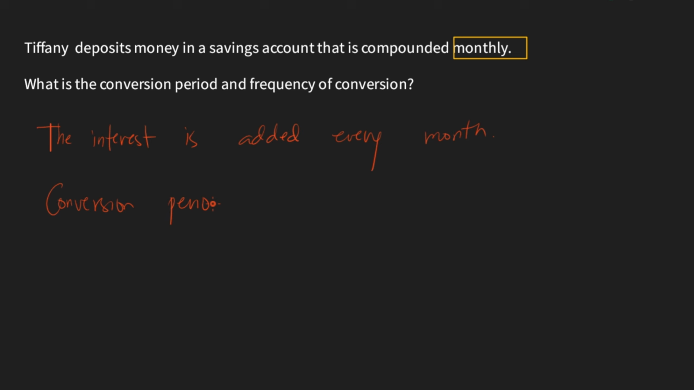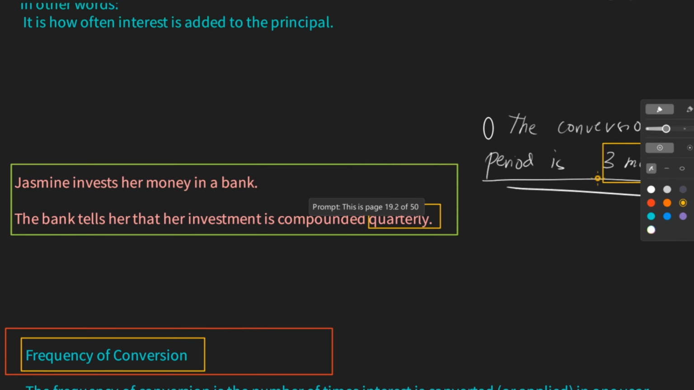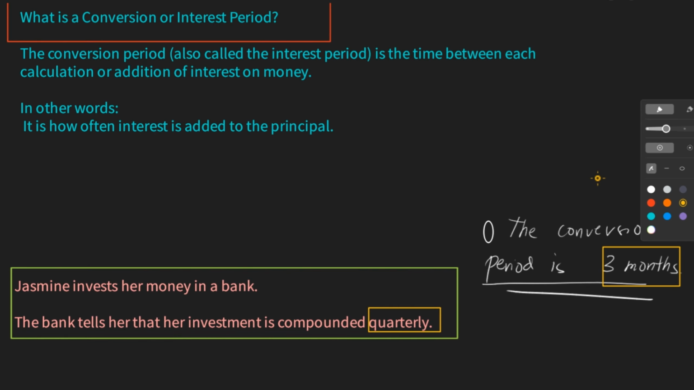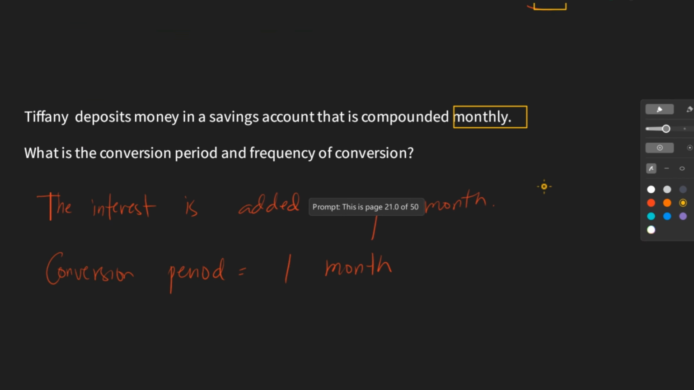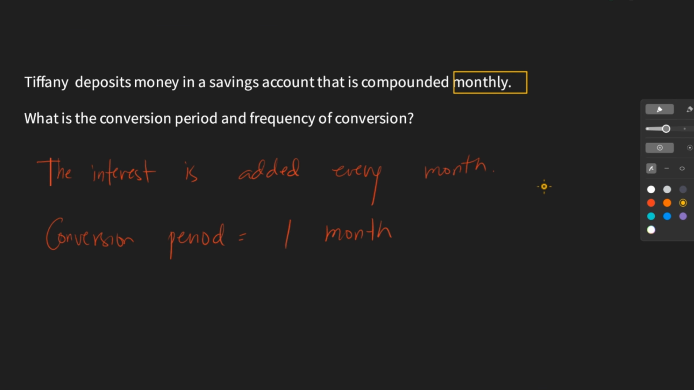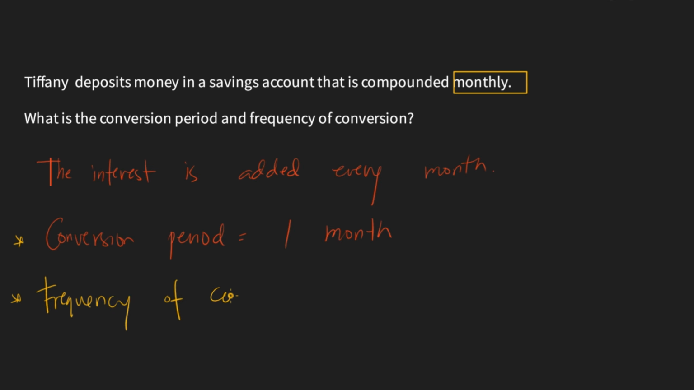The conversion period is equal to 1 month, because that is the time that the interest will be added. Let's go back. In the previous example, the conversion period is 3 months because every 3 months the interest will be added to the calculation. Now, in this example, it is every month, so the conversion period is 1 month, monthly. Now let's move on. What about frequency of conversion?